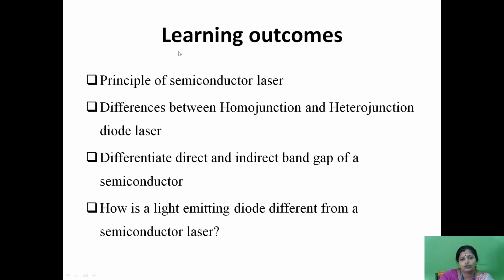Overall, in this lecture 5, the learning outcomes are: the principle of semiconductor lasers, the difference between homo and heterojunction diode lasers, their working, and principal advantages and disadvantages, the difference between direct and indirect band gap semiconductors, and how a light emitting diode differs from a semiconductor laser.